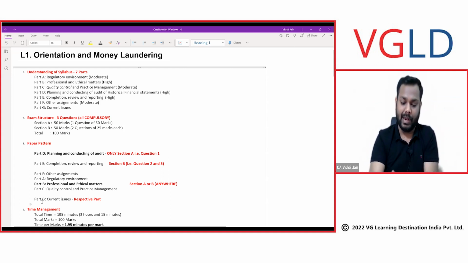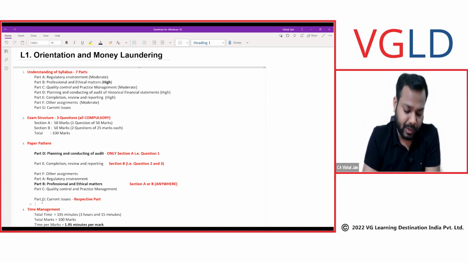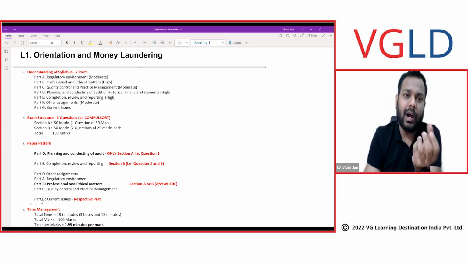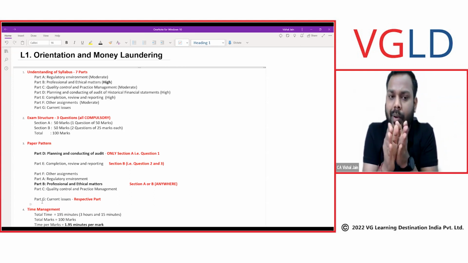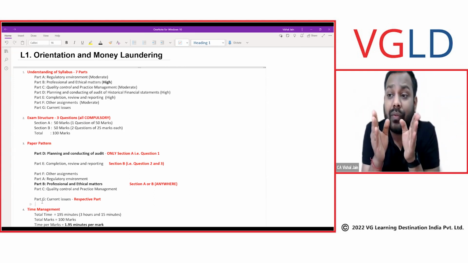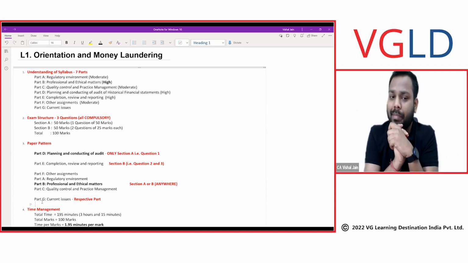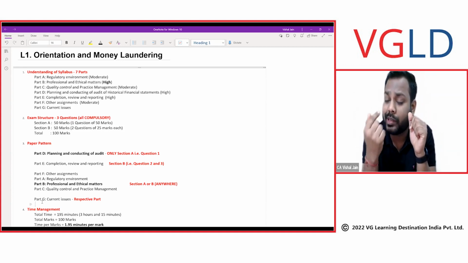Now comes time management. I'll tell you what happens in AAA and SBR. Mostly in AAA, between students who pass and students who fail, there's a difference of only 2 marks. If you understand the analysis of the past attempts which the examining team suggests, a number of the students who passed scored only 51, and many of the students who failed scored only 49. What does it suggest to us? That the students who failed, failed by 1 mark, and the students who passed just passed by one extra mark.